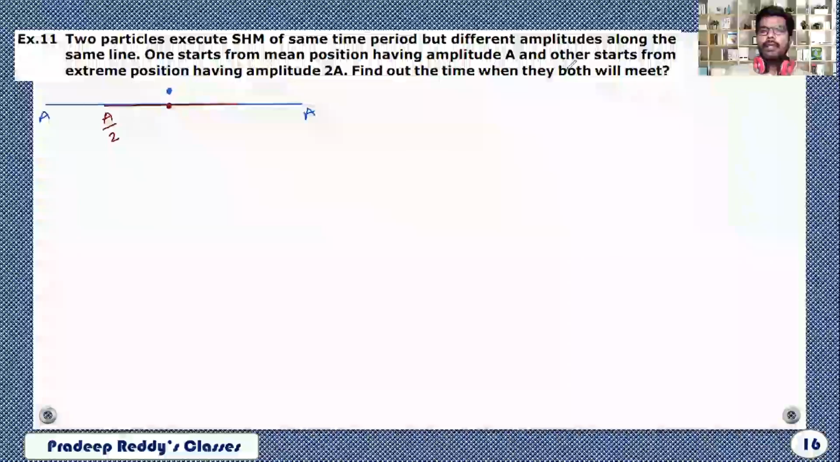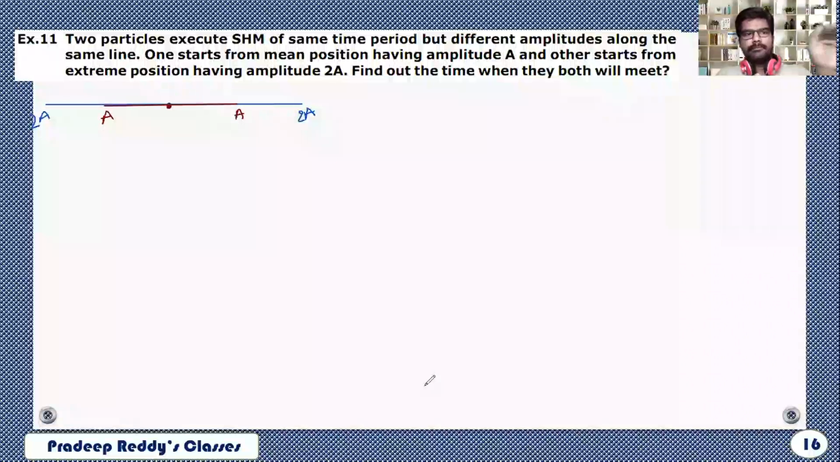Oh, no, no. It is mentioned that having amplitude a and 2a. So therefore, I'll write this as 2a and this as a. So these are the two particles executing SHM on the same line.